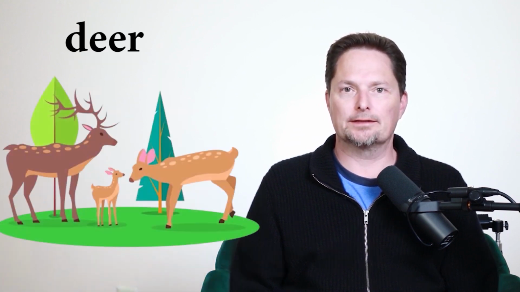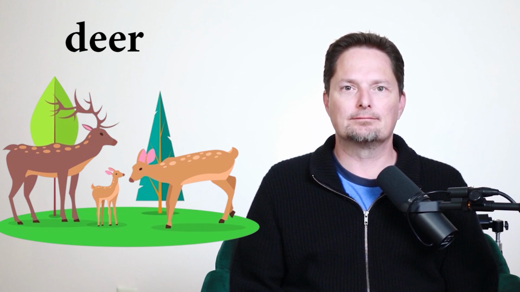And these are deer. One deer, two deer, three deer. Don't say deers. The singular and the plural are the same. Example, there are a lot of deer in the forest. Let's practice. Are there a lot of deer in the forest? That's right, there are a lot of deer in the forest.